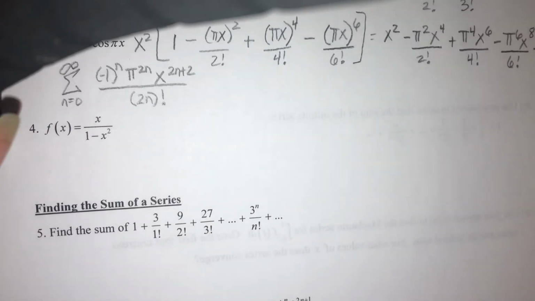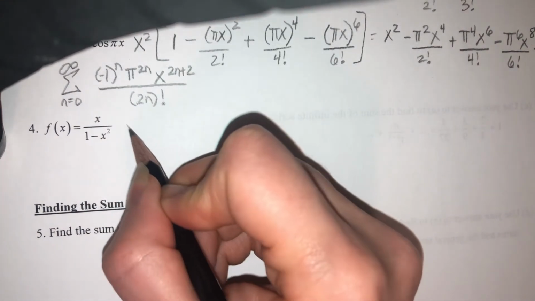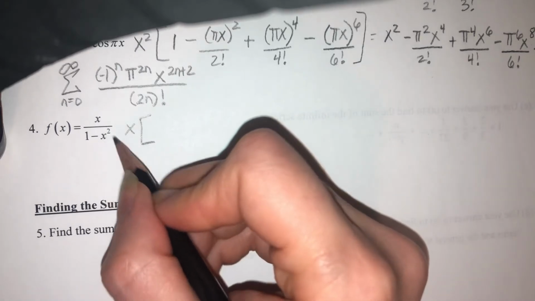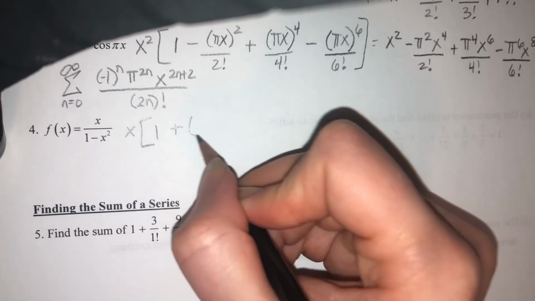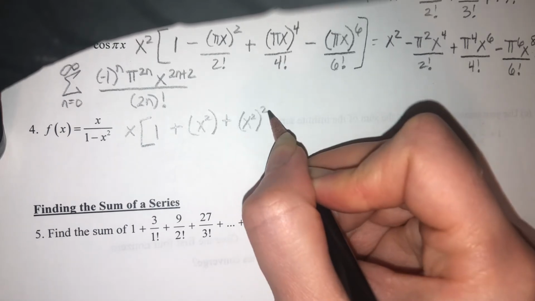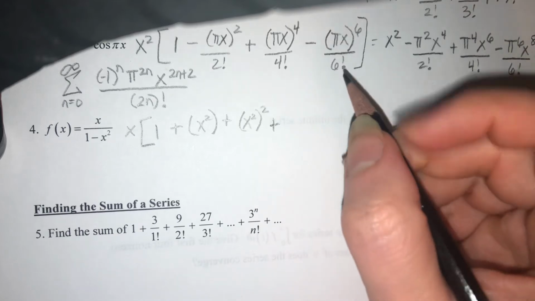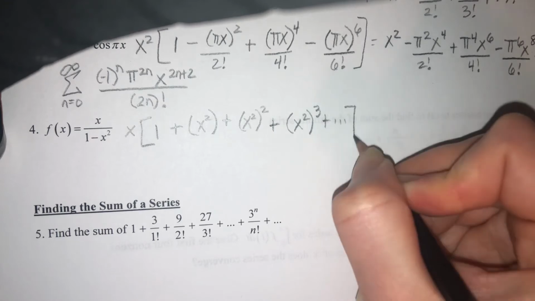Next, we're going to do number 4. F of x is equal to x divided by 1 minus x squared. So this one is kind of like the 1 over 1 minus x, if you were to multiply everything by an x and replace the x's with x squareds. So it would be 1 plus, normally it'd be x, so it'll be x squared, plus, normally it'd be x squared, so it'll be x squared quantity squared, plus, normally it would be x cubed, so now it's x squared quantity cubed, plus dot, dot, dot.